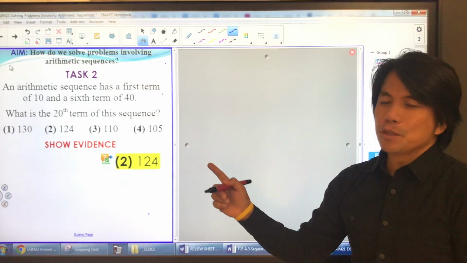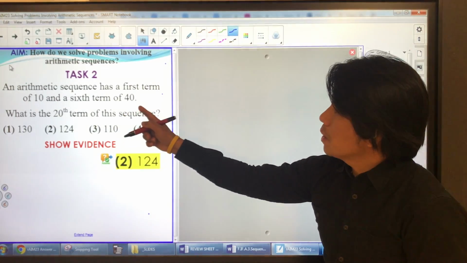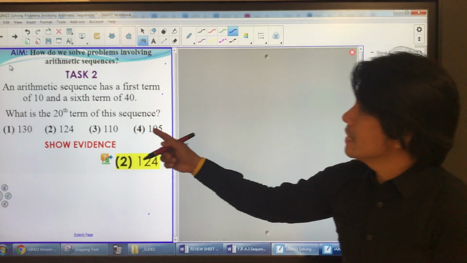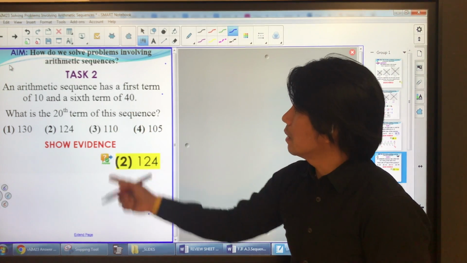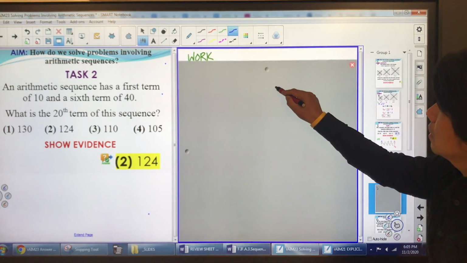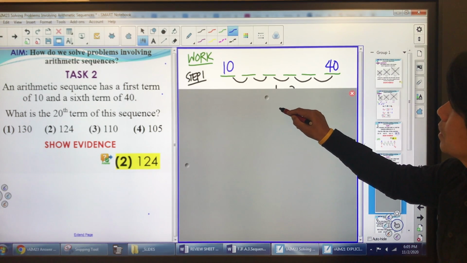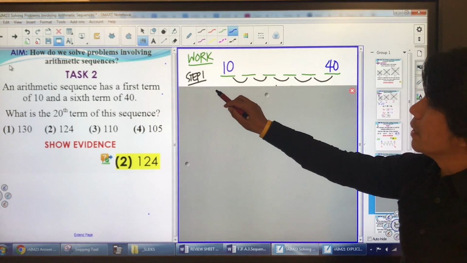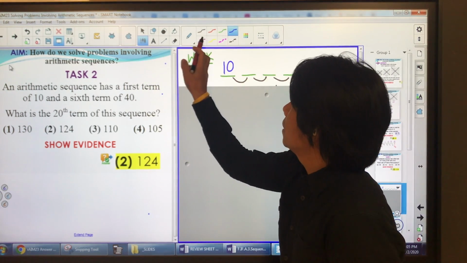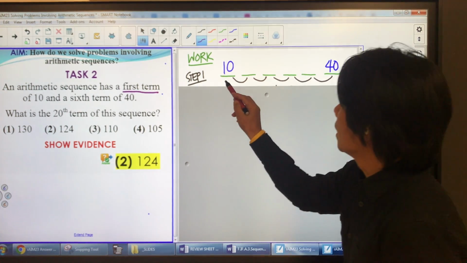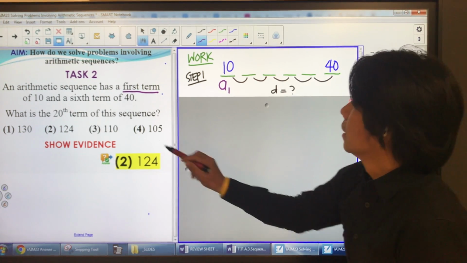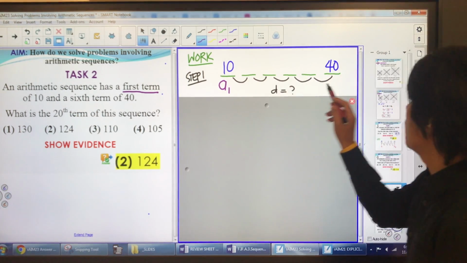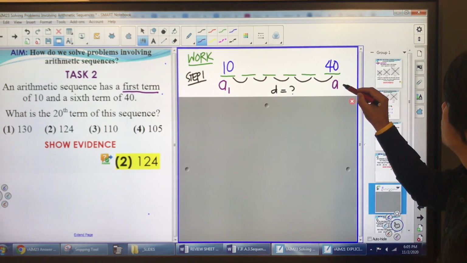How about task 2? It says an arithmetic sequence has a first term of 10 and a 6th term of 40. What is the 20th term of this sequence? Take a look here. I'm going to show you step by step. Step 1. First term is 10. So this is my a sub 1. Now 6th term is 40. This is a sub 6.